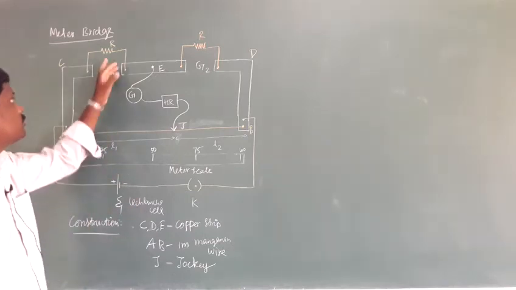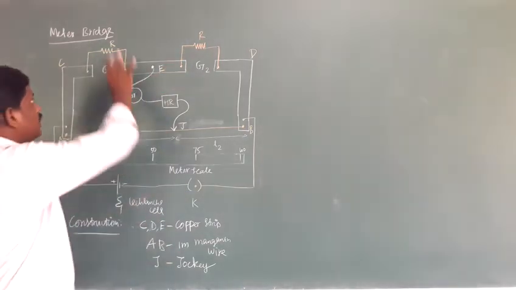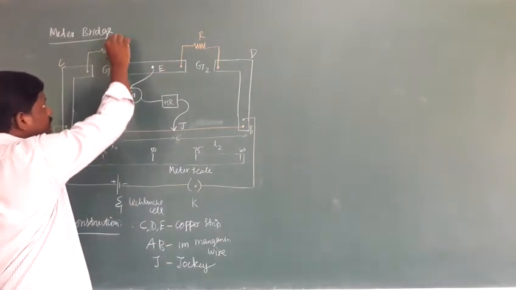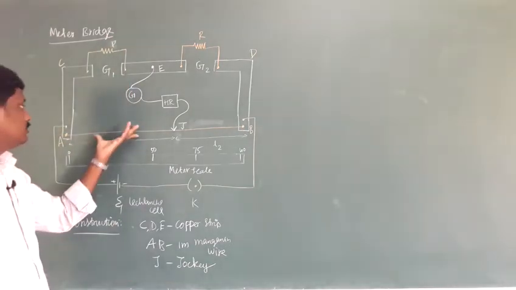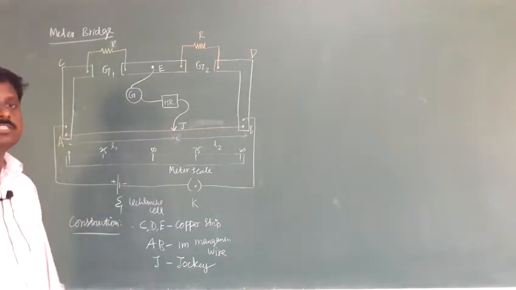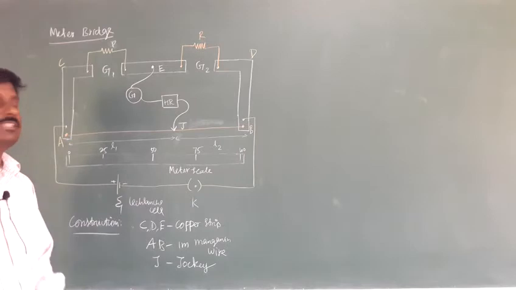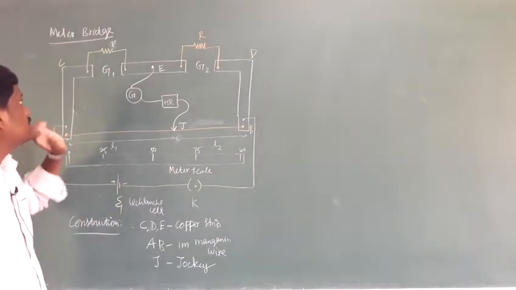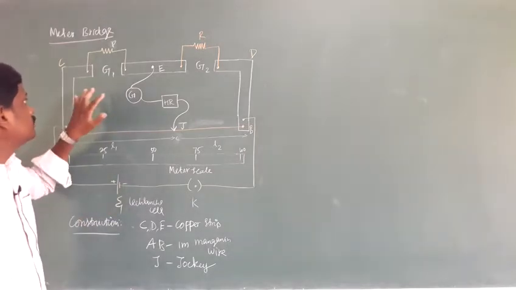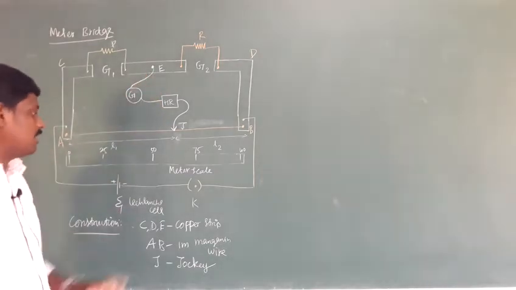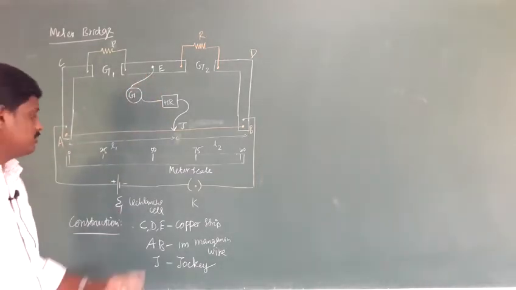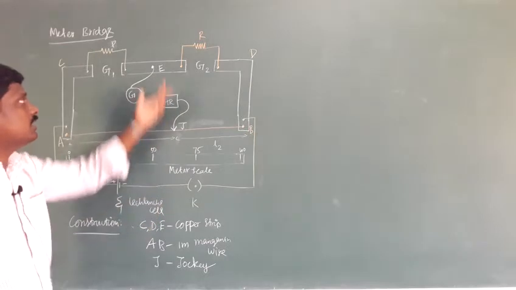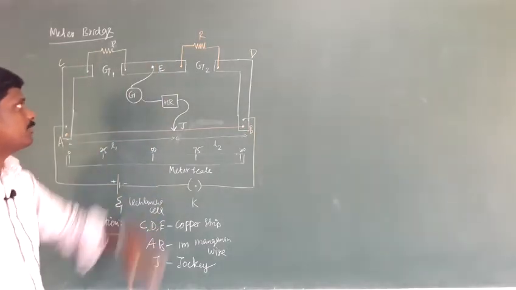So this one is P, this one is R. This length, so already we know the resistance R is directly proportional to the length of the conductor. The bridge consists of C, D and E, which are made up of copper strips. E is the middle or center copper strip.